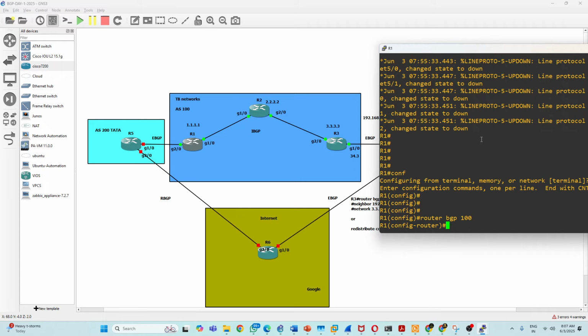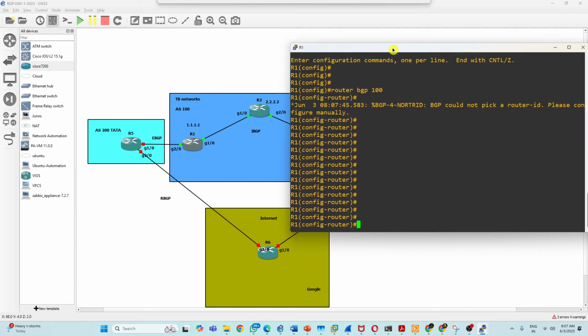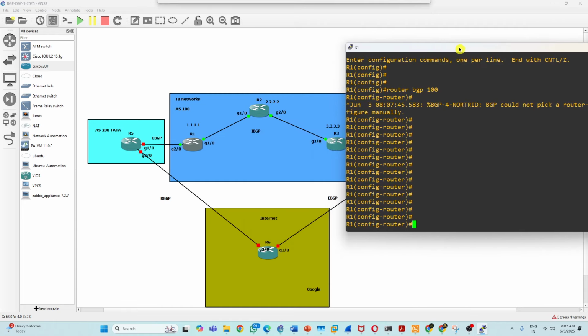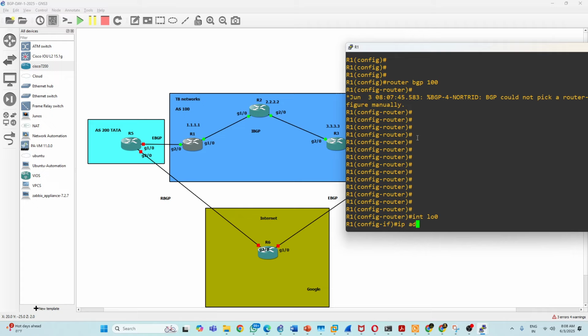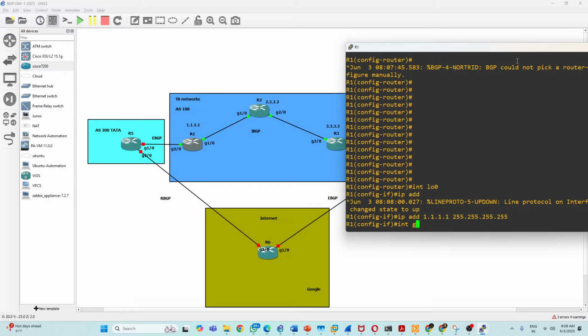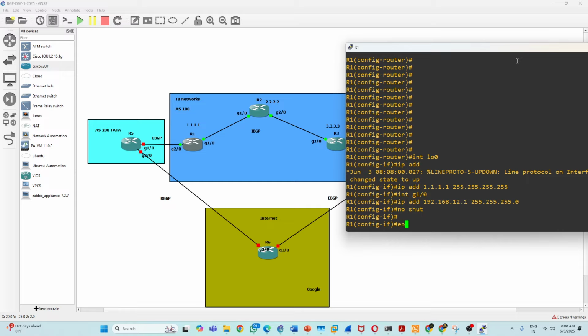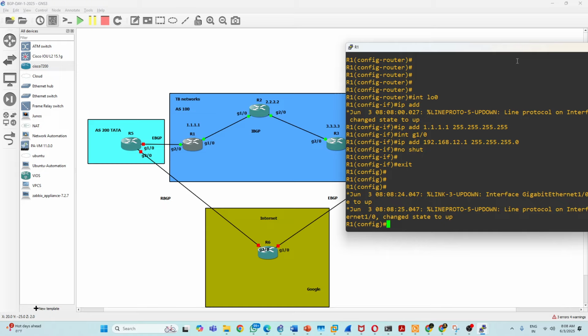Okay, so now I'm on R1. Now what is that BGP? I have to configure some IP addresses. Let's configure IP addresses, guys. IP address 1.1.1.1. Now interface G1/0, IP address 192.168.12.1. No shutdown.